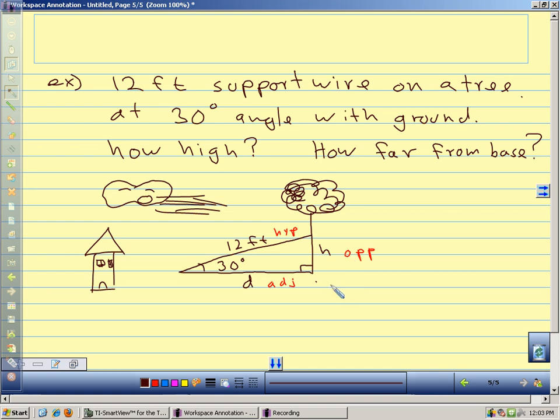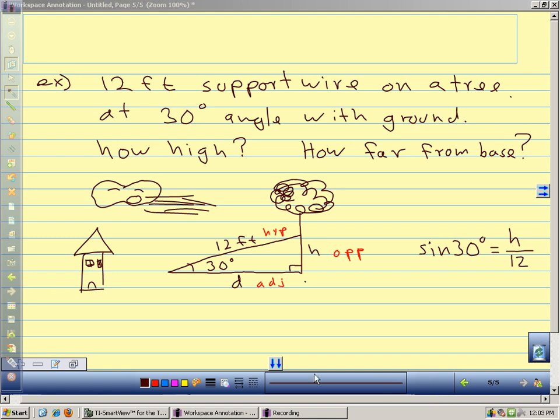Sine. So I'm going to write my ratio that I'm going to use as a sine ratio. And I'm going to write my equation. The sine of the angle. Here's my angle. Sine of 30 degrees equals the opposite, h, over the hypotenuse, 12. Now I solve for the part that I need. To get rid of that 12, I want to get h by itself. Multiply both sides by 12. Those go away. So I get h equals 12 sine 30 degrees. And my last step is to plug into my calculator.